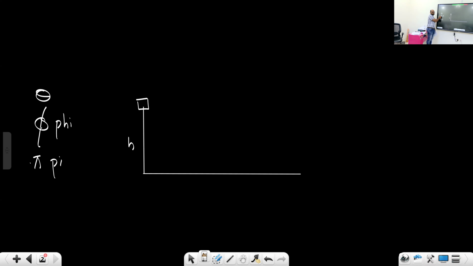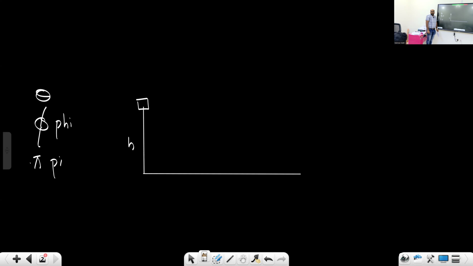Nothing, empty set. Tell me, how many natural numbers are there between 1 and 2? Between 1 and 2, there is no natural number. That's why this is phi. Mathematically, for nothing, we use this symbol.